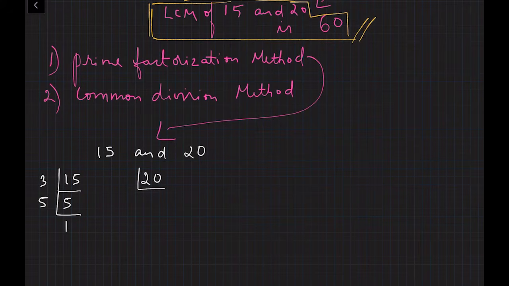We will do the same thing for the number 20. So the first prime number is 2. 2 divides 20. 2 tens are 20. We can still continue with 2 because 2 divides 10. 2 fives are 10. We cannot continue with the number 2 because 2 doesn't divide 5. Next number is 3. 3 also doesn't divide 5. Next prime number is 5. 5 divides 5. 5 ones are 5.